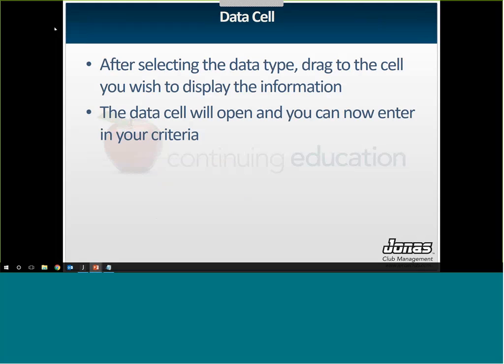So once you've selected your data type, so off of that list that we saw before, all of the ones that were separated by module, you'll select that, drag it into the cell you wish to display that information, and that will actually open up and ask you for more information, so basically your criteria.